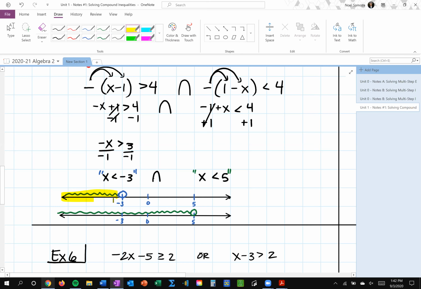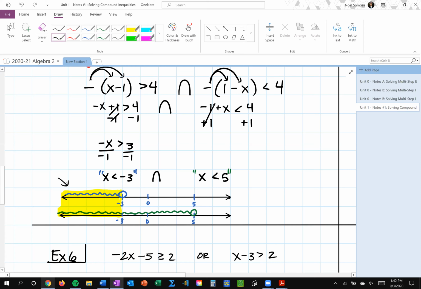It's in this section right here. We have blue and green. And then on the other side of -3, it's just green. So my feasible region, that is my solution set, has to be right here in this zone.